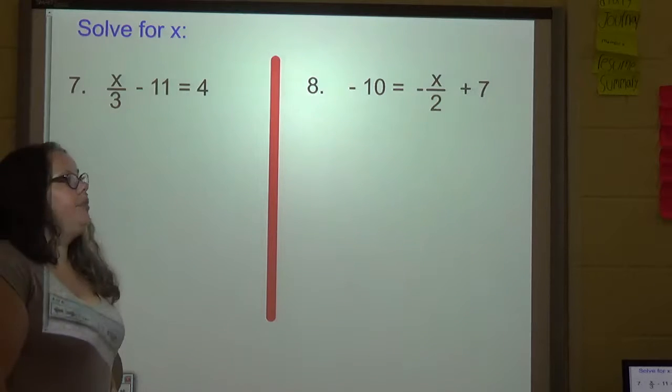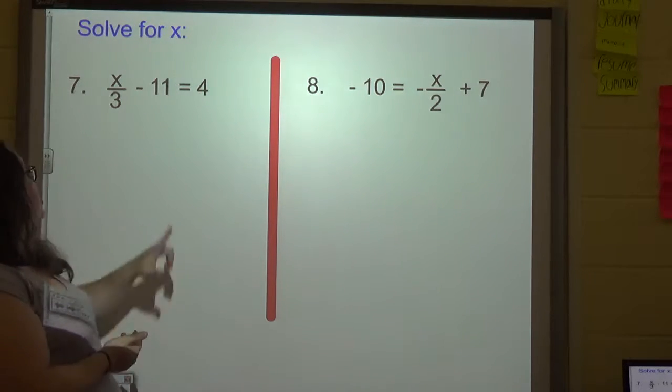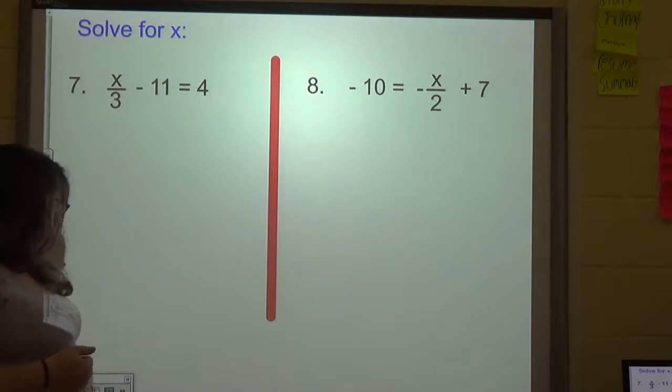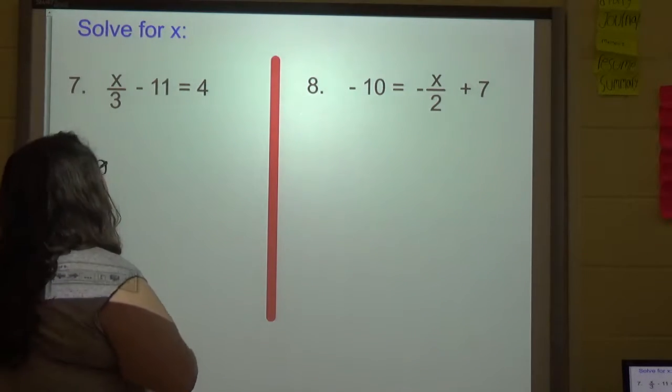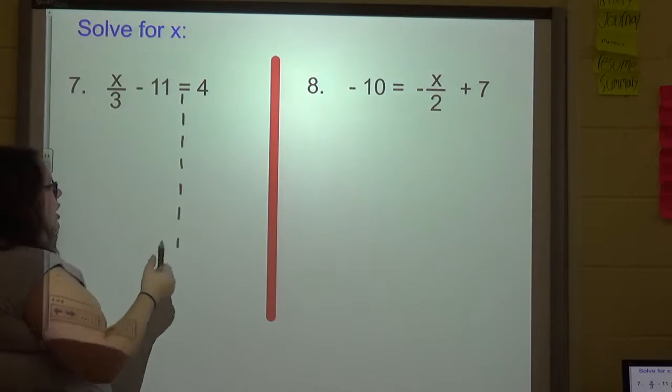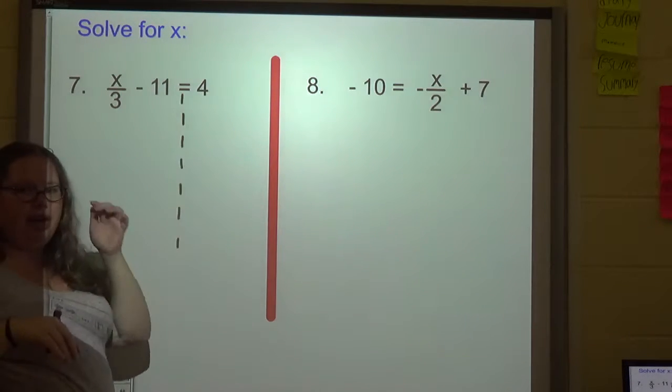Alright. If you're comfortable, you're good with those fractions, pause the video, try it on your own. Just like before, I'm going to draw my dotted line through where my equal sign is, just to keep the two sides separate. Helps me.